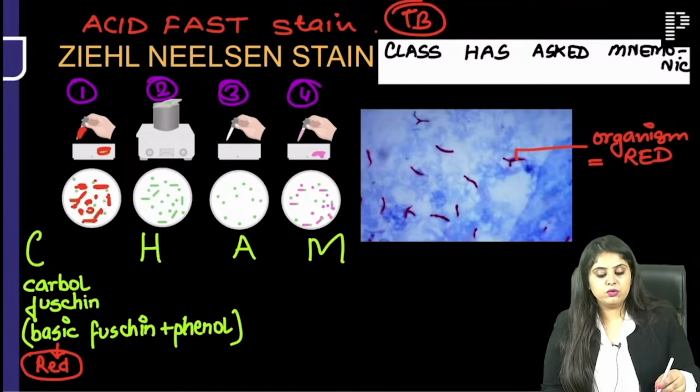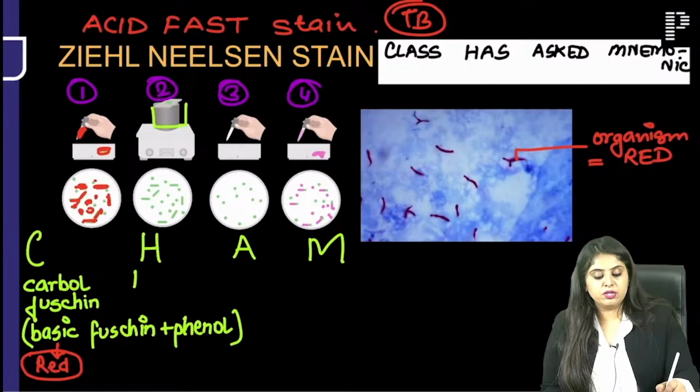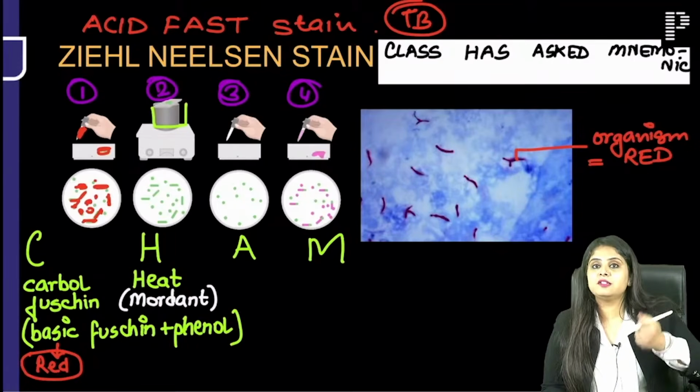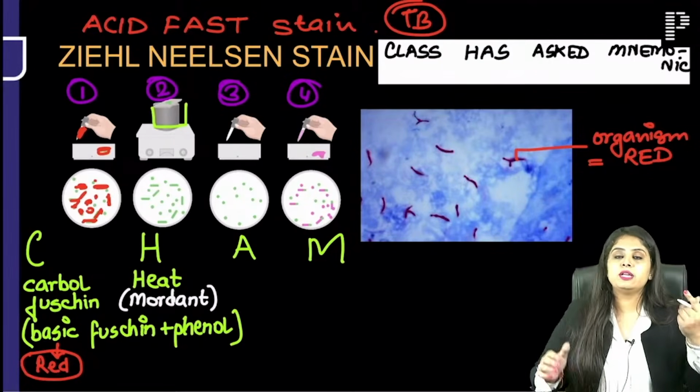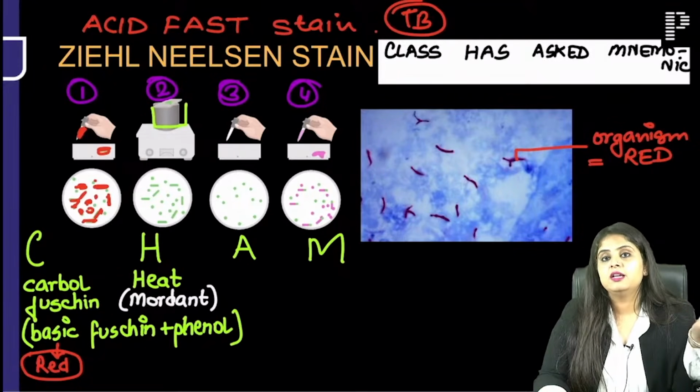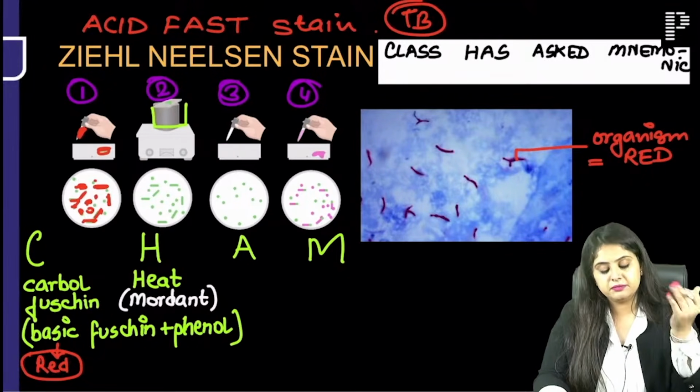Okay, after that what do you do? What can you see? I put it on heating, on a burner. So what have you done next? You have done heating. Why have you done heating? Because in this case heat is the mordant. Now you know what is mordant. Mordant is that fixer, that hammer. Can you tell me quickly what was the mordant of the gram stain? For gram stain it was iodine and for Zn stain it is heating.